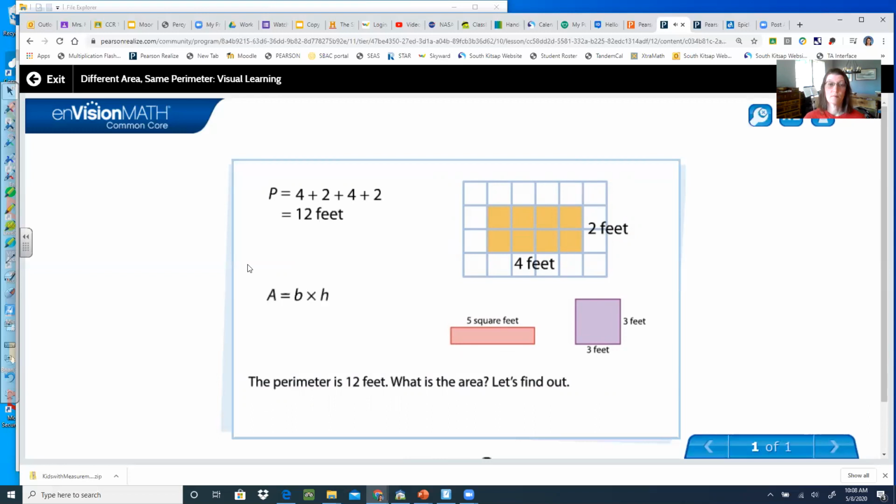What is the area? Let's find out. Substitute the values for the unknowns and solve. Nancy's pen has an area of 8 square feet. How does the area of Nancy's pen compare to the area of Beth's pen? The area of Nancy's pen is greater than the area of Beth's pen.